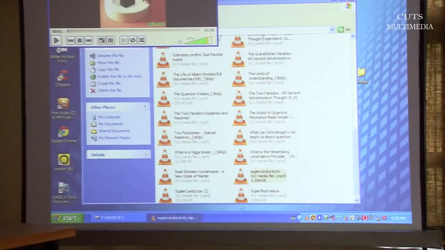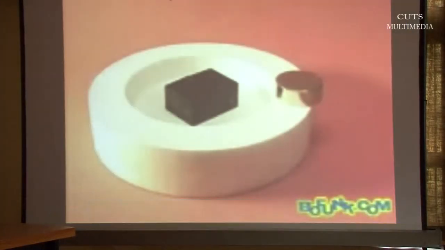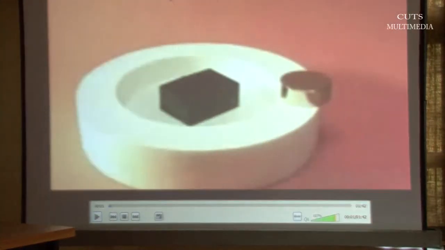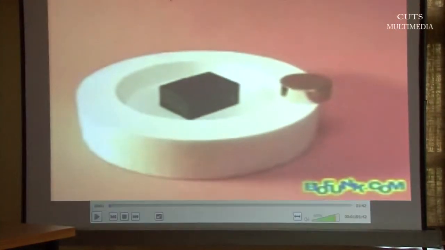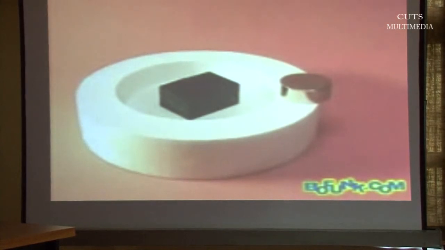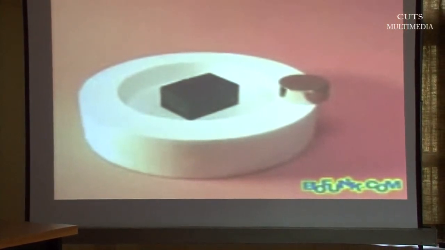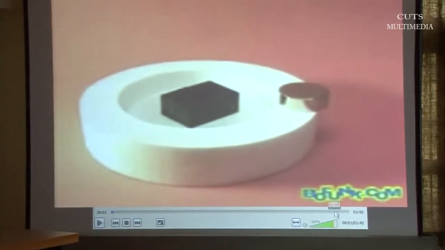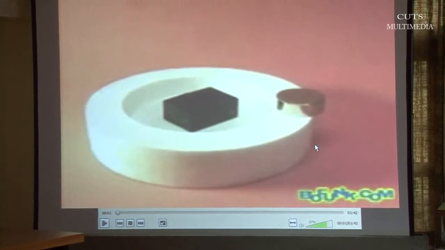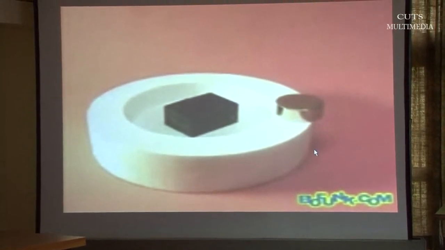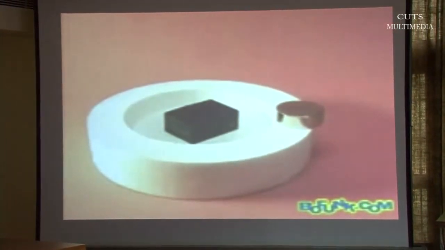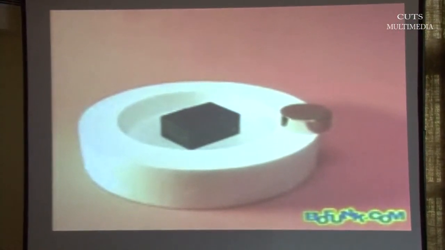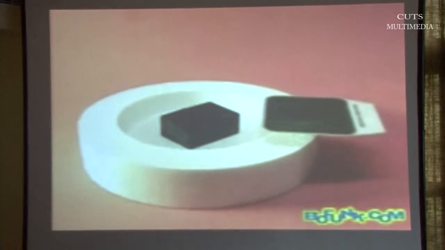Now, superconductors have one peculiar property, which is that they do not allow any magnetic fields to go through them. This is called the Meissner effect, which is why they can levitate. This is called magnetic levitation. And people have built superfast trains based on this principle. It's called maglev, M-A-G-L-E-V. Okay, so here is a video which shows you what it actually means in practice.